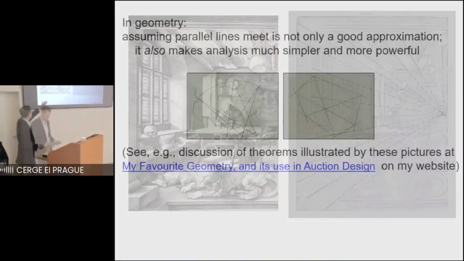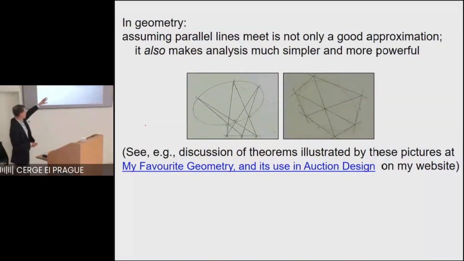So, for example, these are two more pictures I drew when I was 15, because I love this stuff so much. And what these pictures show are two geometric theorems. One is about 3 points being on a single line. The other is about 3 lines which meet on a single point. So those are actually the same theorem. A proof of one is a proof of the other. And so it's not just a good approximation, it makes the analysis simpler or powerful.